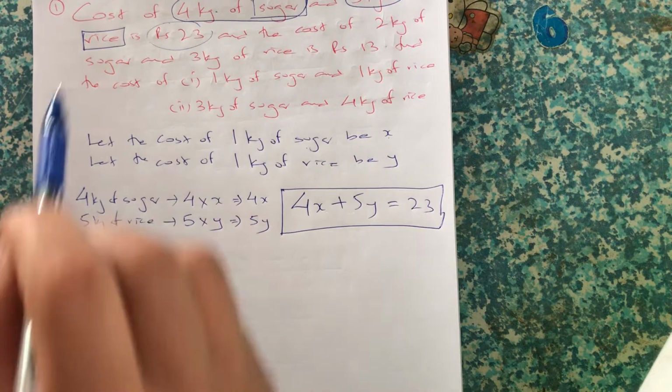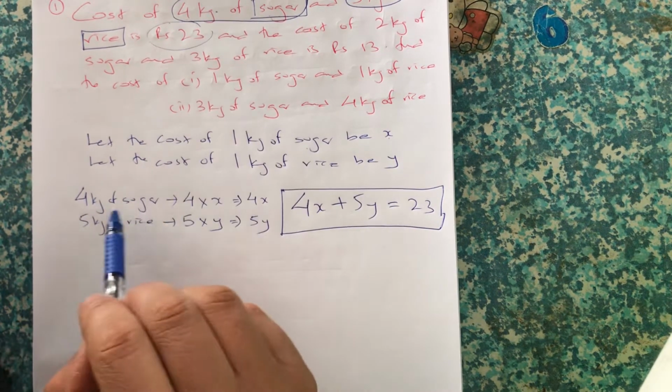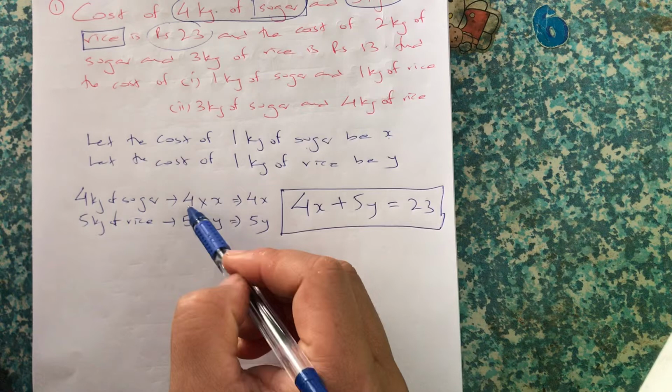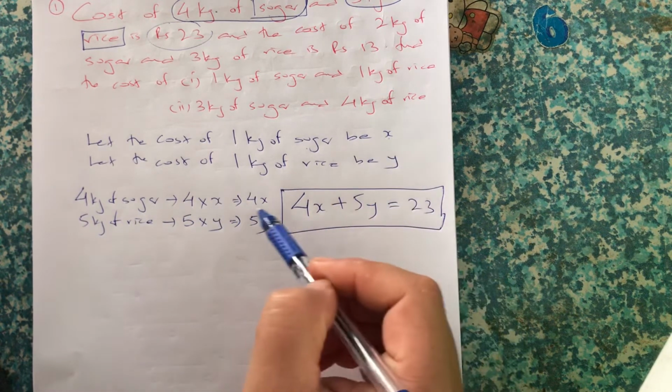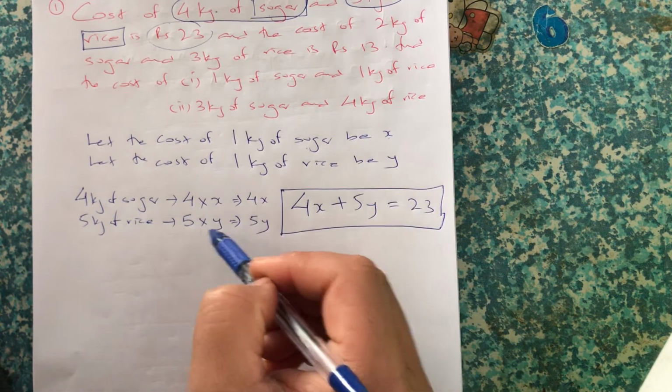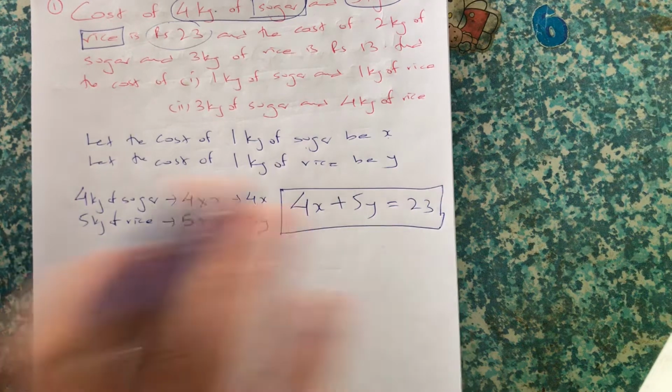Once I get this, then you check how many kgs they are talking about. So to get that, just multiply the value given into your x, and I get that 5 kg of rice means 5 into y, that I get this much. So I get my first equation.